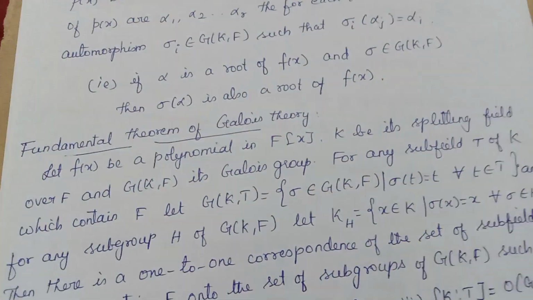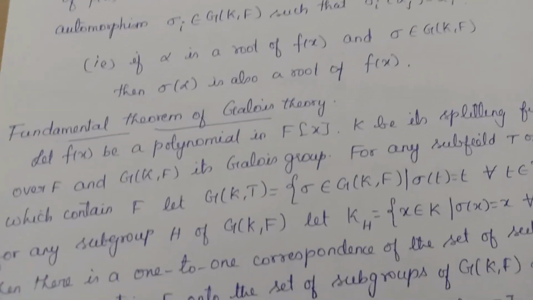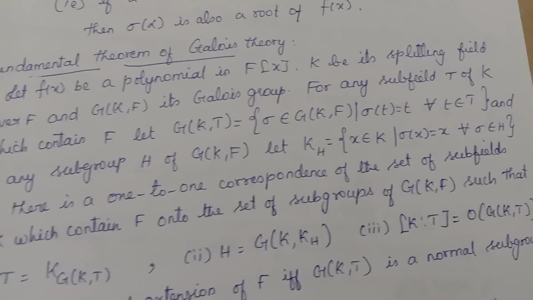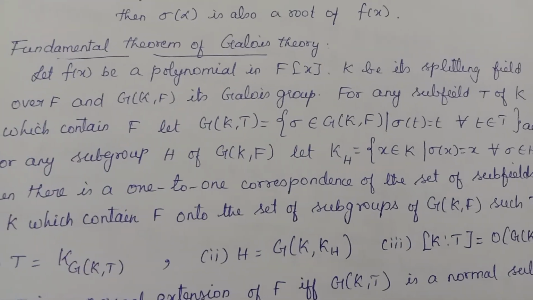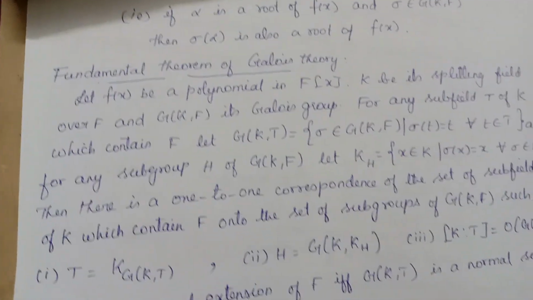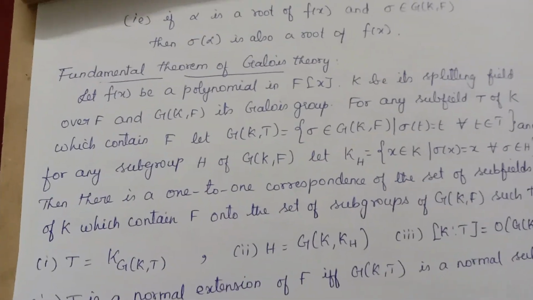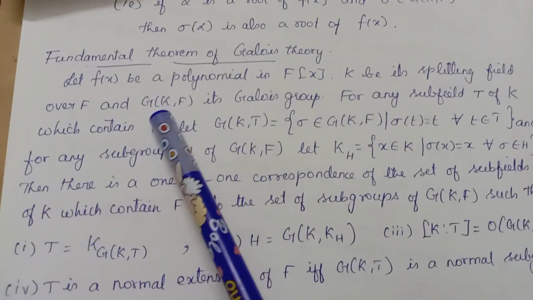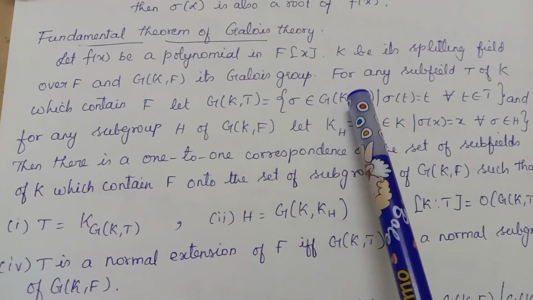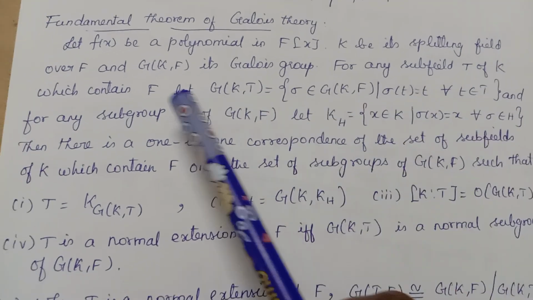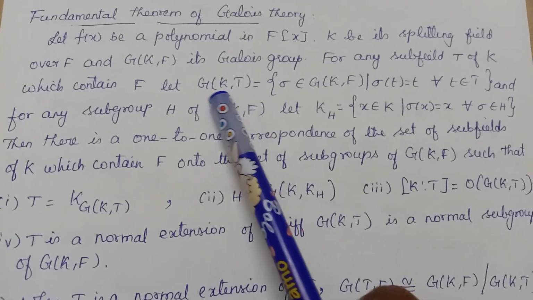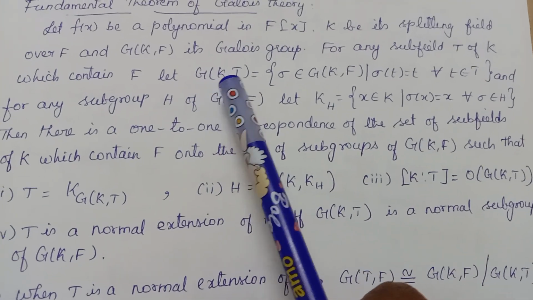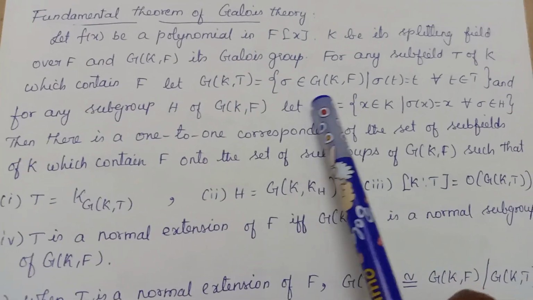Okay, next one is the fundamental theorem of Galois theory. This theorem says: if f(x) is a polynomial in F[x] and K is its splitting field over F, and G(K, F) is the Galois group. So these are the notations we are using. f is the polynomial, K is its splitting field and G(K, F) is the Galois group. Then for any subfield T of K which contains F, G(K, T) denotes what? The set of all automorphisms of K which leave every element of T fixed, right?